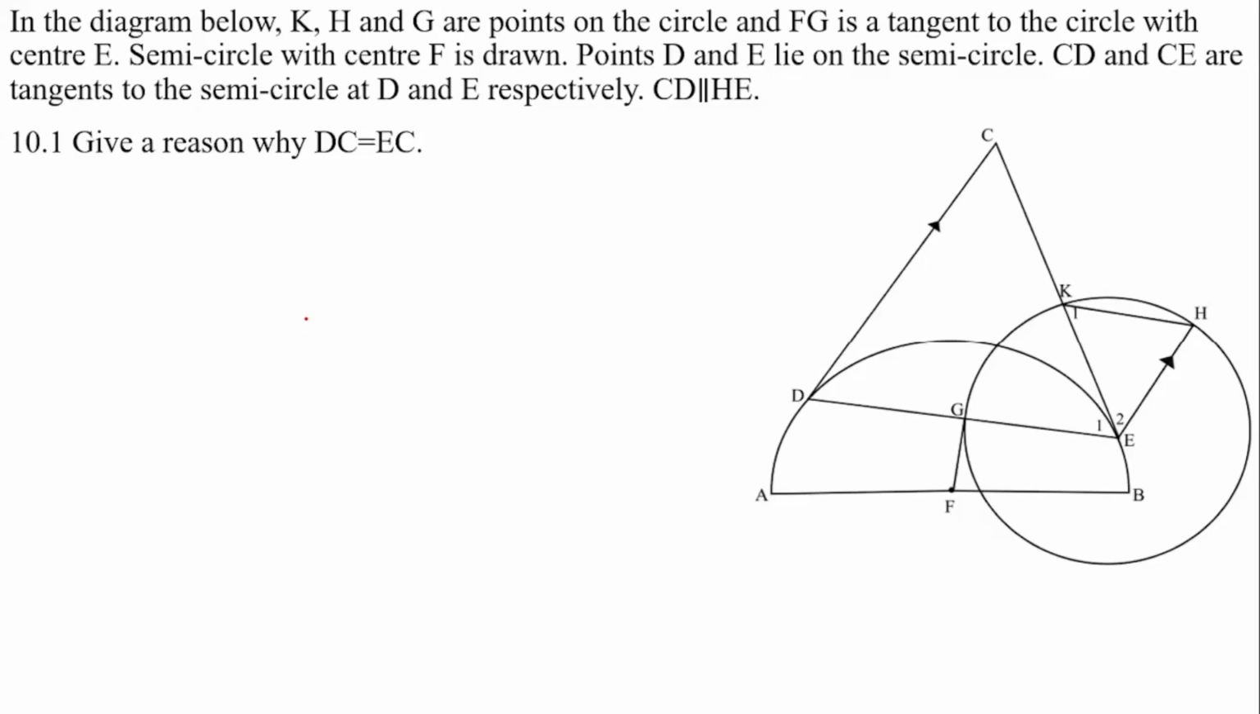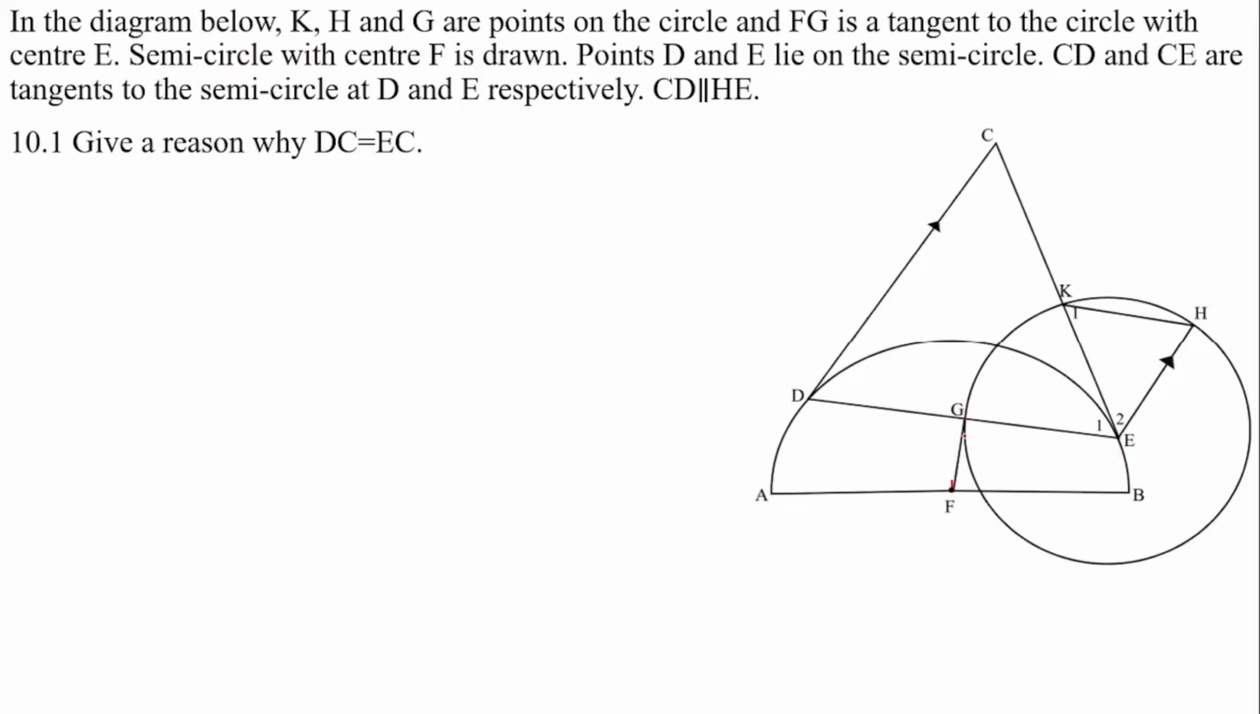Welcome back. Let's do our last question, question 10. In the diagram below, K, H, and G are points on the circle, and FG is a tangent. FG, where is FG? Oh, yeah, FG, this one. FG is a tangent to the circle with center E.